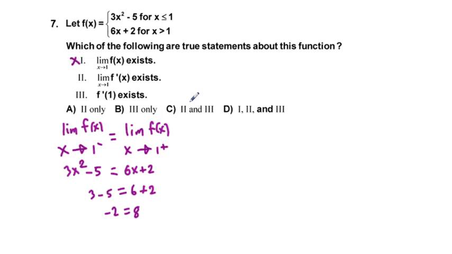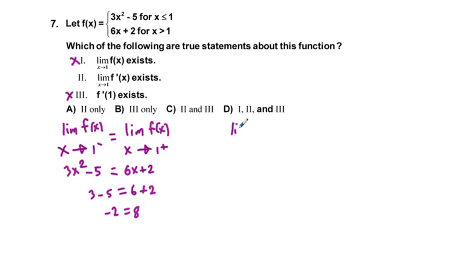Now, since there's not continuity, does f prime of 1 exist? That will not exist either. So 1 and 3 are not correct. So just based on this logic so far, A is the only possible right answer we have left. So we'll go ahead and do that last one to be sure.